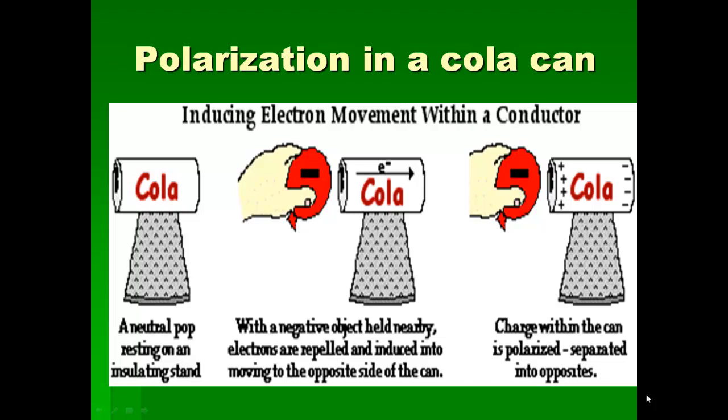So let's look at polarizing through an example again using a negatively charged balloon. We have a soda can that's sitting on an insulating base. We bring the negatively charged balloon near the cola can, and the electrons in the can move away from the balloon. There are negative charges then on the side opposite the balloon, and positive charges on the side closest to the cola can.